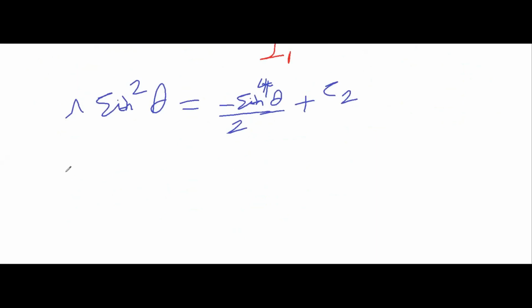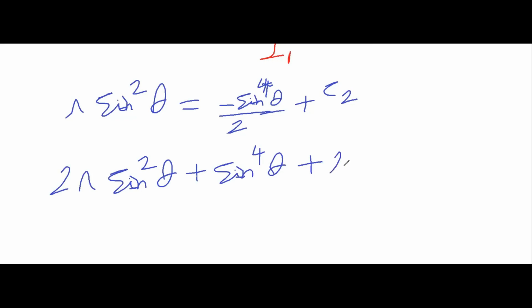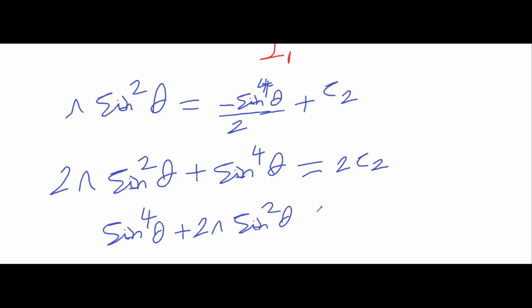So what you can do, multiply by 2 on both sides, and then it will be 2r sine square theta. This minus I will transpose here, so it will become plus sine to the power of 4 theta, equal to 2c2. Okay, so this is your answer, but you can write it in this way: sine to the power of 4 theta plus 2r sine square theta is equal to capital C, where capital C is equal to 2c2. This is your answer. Got it? Simple.